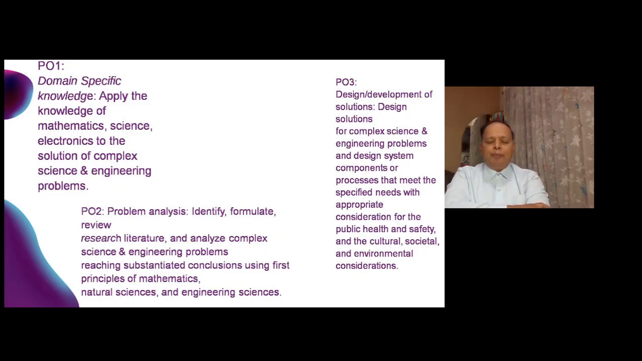The first program outcome is domain specific knowledge. Domain specific knowledge is very important. Right now, we are dealing with MSc electronics, and in electronics, you should know the domain specific knowledge. This includes the mathematics behind electronics, the science behind electronics, the technology behind electronics, and more important is one should have the ability of solving complex science and engineering problems. So you should be able to apply the domain specific knowledge to solve complex problems in science and engineering. And this is a very important ability you should have.